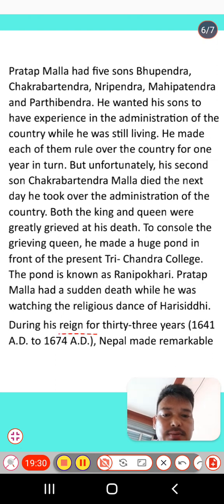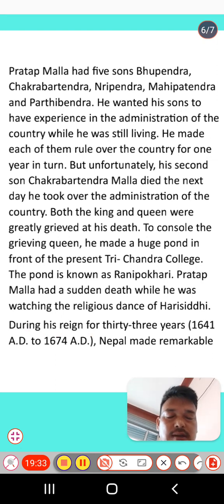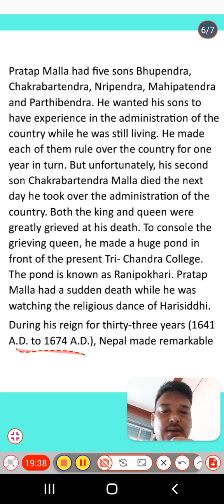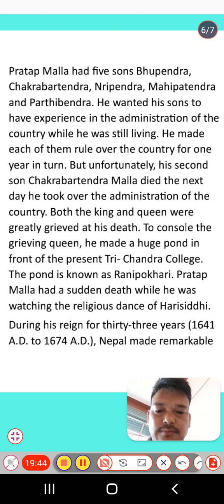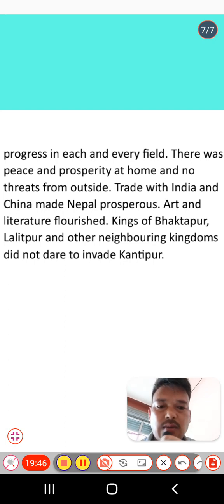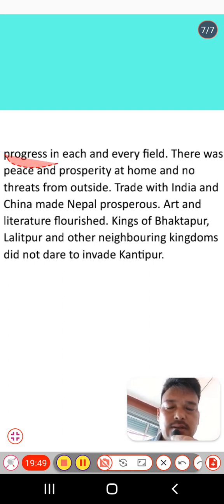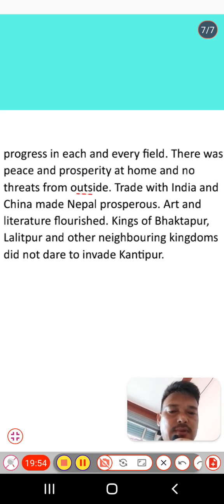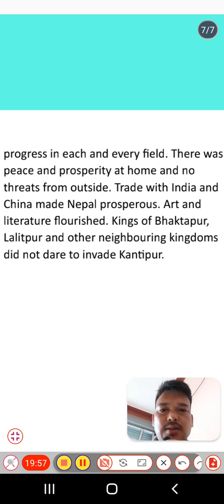During his reign for 33 years, 1641 AD to 1674 AD, Nepal made remarkable progress in each and every field. There was peace and prosperity at home and no threats from outside. Trade with India and China made Nepal prosperous. Art and literature flourished. Kings of Bhaktapur, Lalitpur, and other neighboring kingdoms did not dare to invade Kantipur.